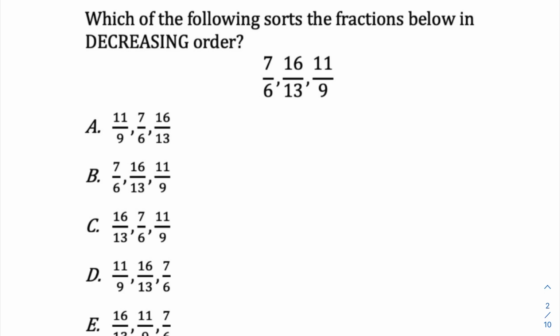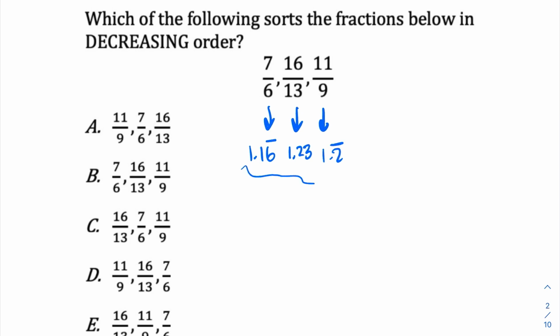So with these, it's very, very straightforward. This is an ordering fractions problem. What you do is you just plug in each of these fractions into your calculator. So 7 over 6 is going to be 1.16 repeating. This 16 over 13 is going to be 1.23. And then 11 over 9 is going to be 1.2 repeating.